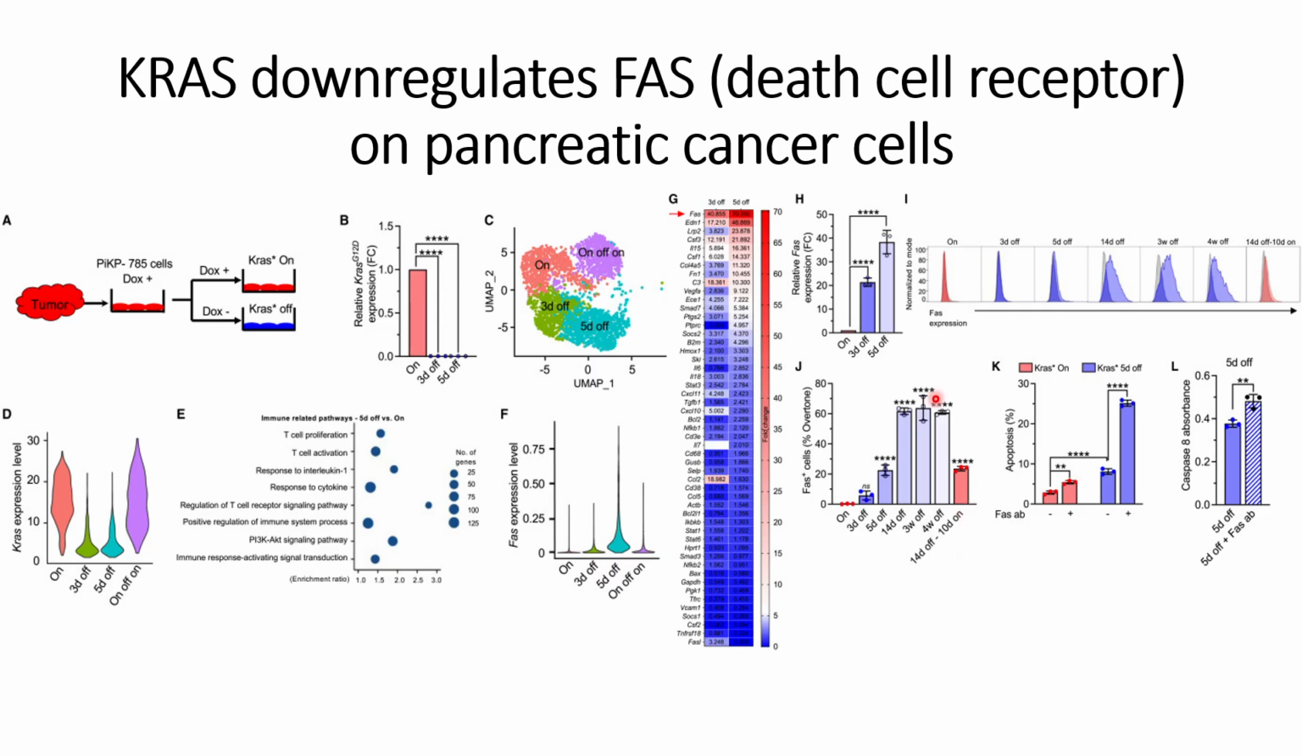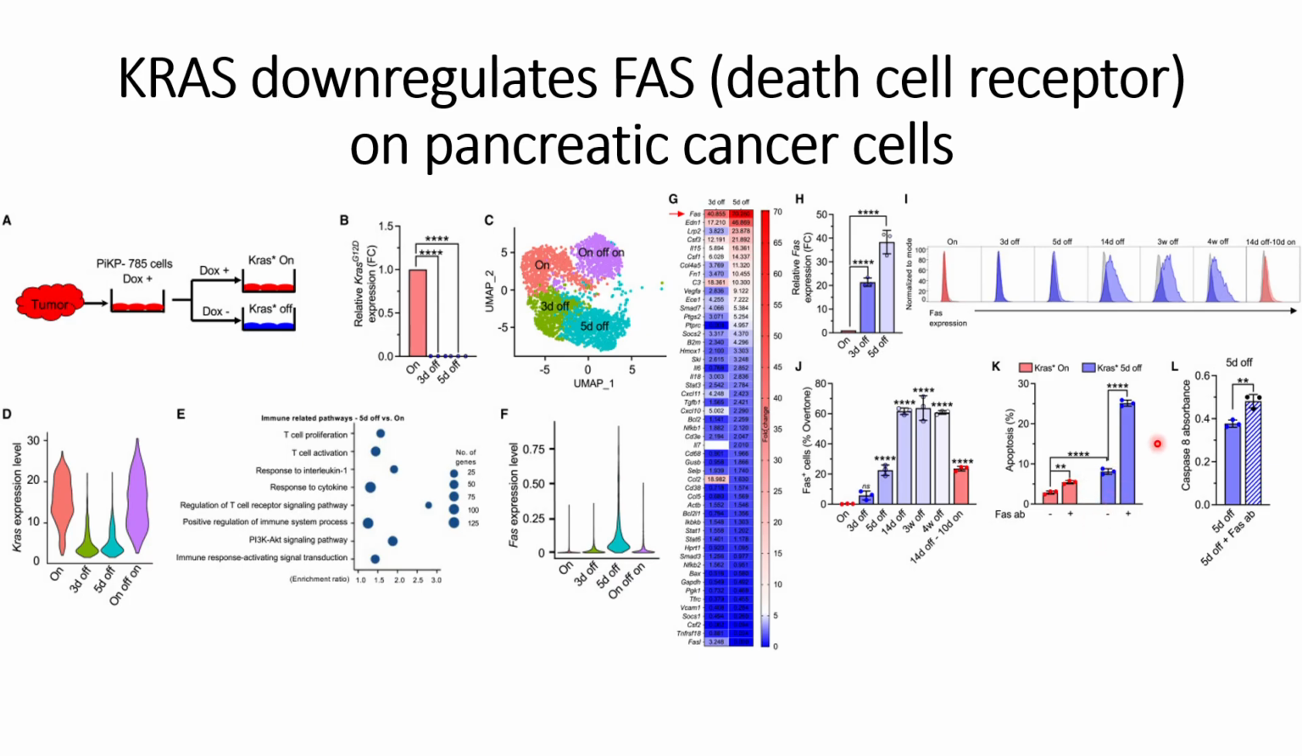After validating that these FAS death receptors go up, they wanted to check whether these death receptors cause the death of the pancreatic cancer cells. So they used anti-FAS antibodies and checked the apoptosis marker. They found that when the KRAS mutations are on, there is a modest increase in apoptosis with FAS antibodies compared to without. But when the KRAS mutations are off, they see a significant increase in apoptosis where FAS antibodies are used compared to where they are not used.